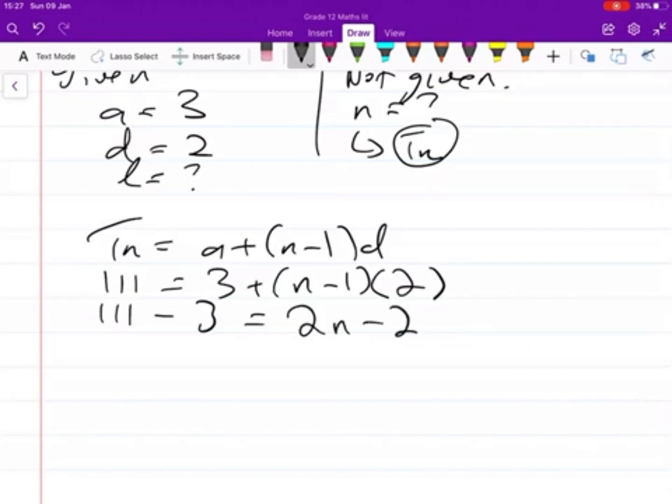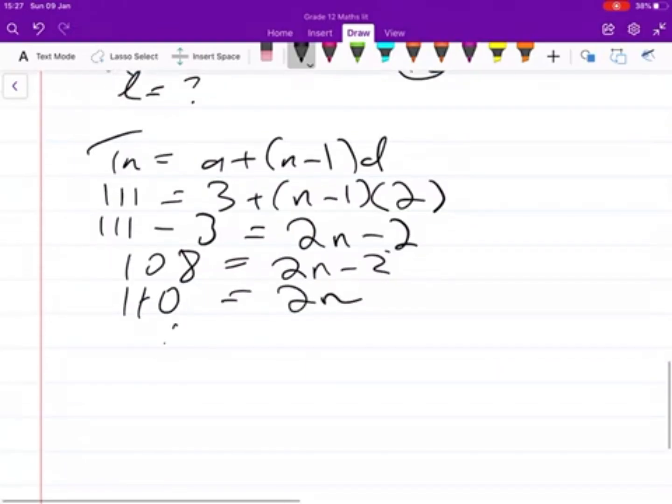I hope I'm not being too fast for you. 111 minus 3, by now you know that is 108, and this is 2n minus 2. Therefore this is 110, because when you apply the additive inverse, 108 plus 2 is 110, which equals 2n. Therefore divide both sides by 2. The value of n is 55. So we have concluded that there are 55 terms in that sequence.